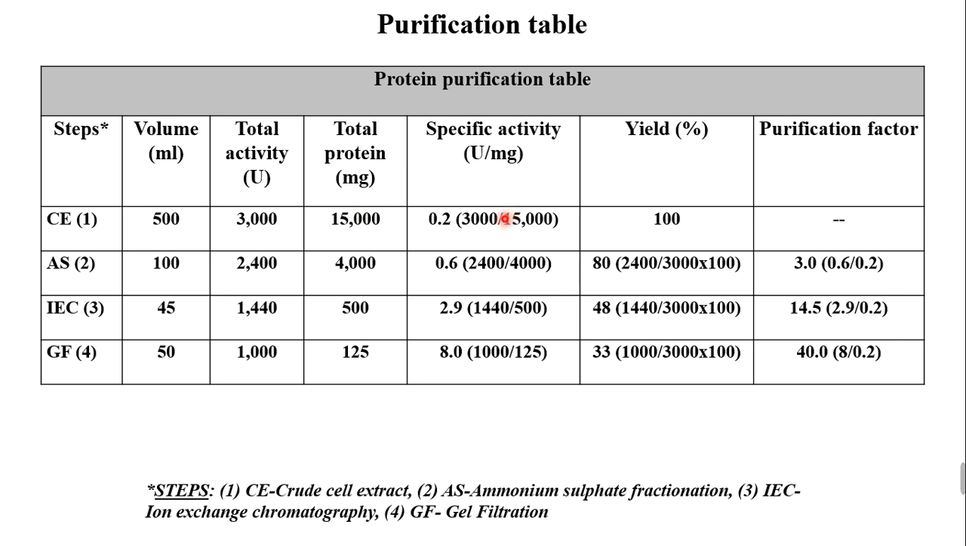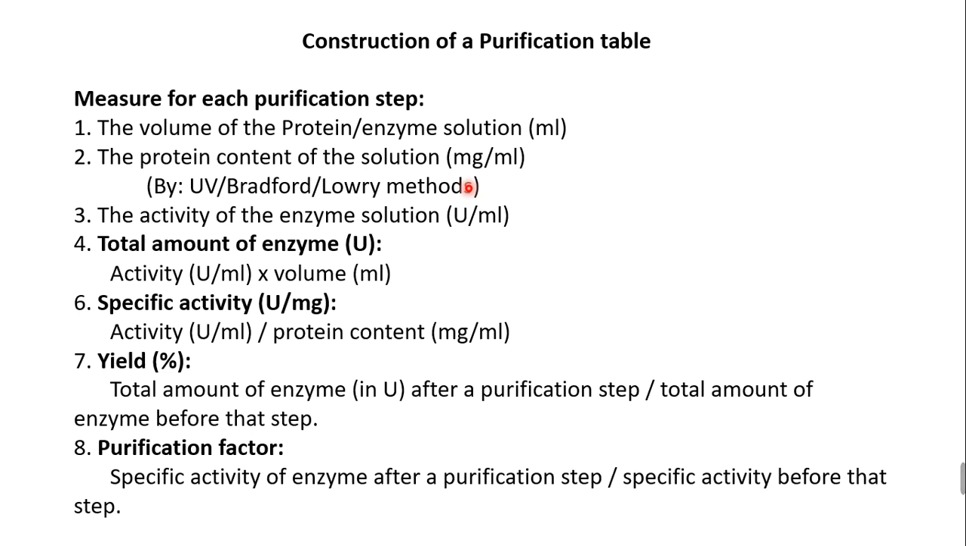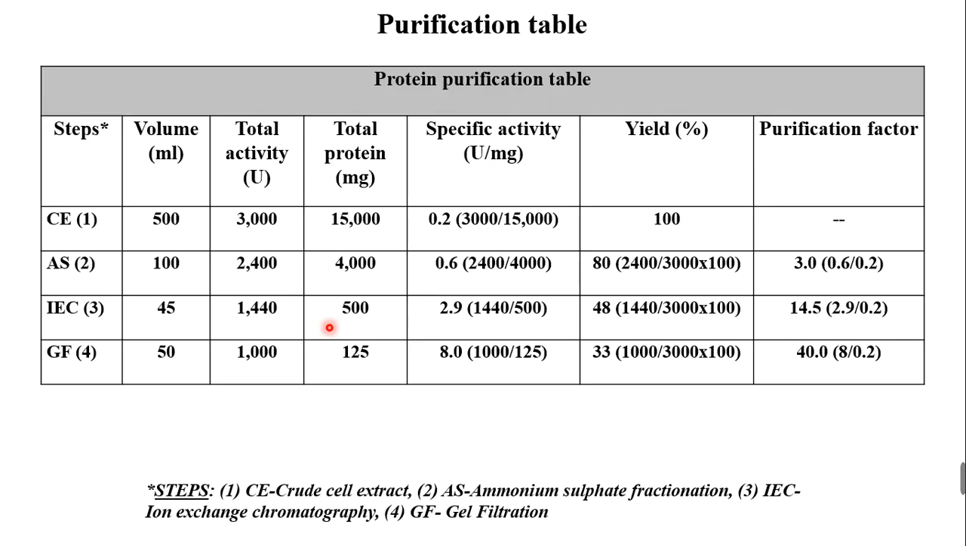So next one is coming to the specific activity. Specific activity, I told in the previous slide, is activity divided by protein content. You have to check the activity, which is already there, and the protein value is out there. So 3000 divided by 15,000 is 0.2, and this is called specific activity.